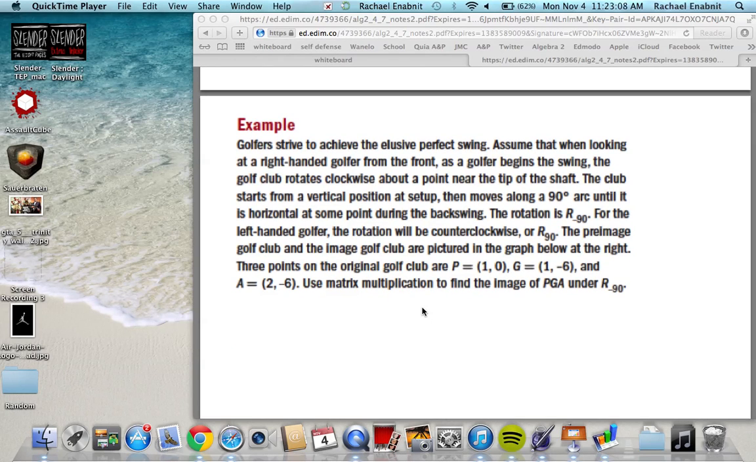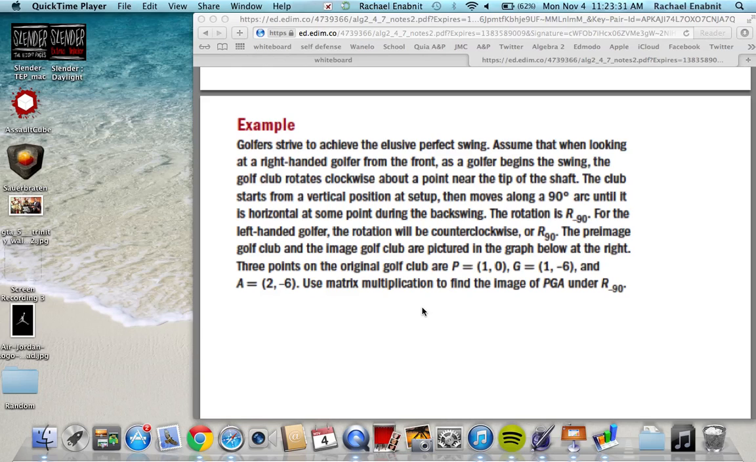For the example, golfers strive to achieve the elusive perfect swing. Assume that when looking at a right-handed golfer from the front, as the golfer begins to swing, the golf club rotates clockwise about a point near the tip of the shaft. The club starts from a vertical position at setup, then moves along a 90-degree arc until it is horizontal at some point during the backswing.